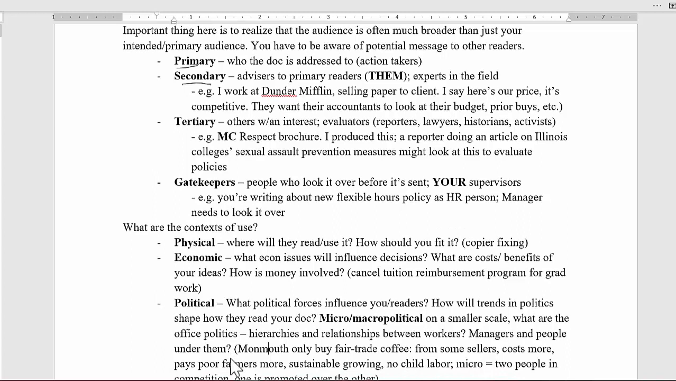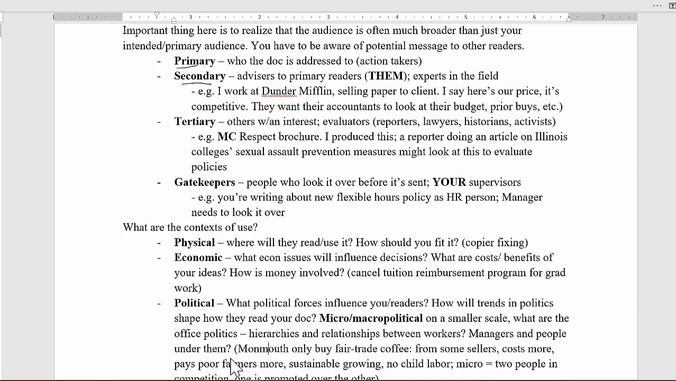There are also potentially tertiary readers. So these are other people who have interest in what you have written. They may be people who are reporters, lawyers, historians, activists, but they have some interest in the document even though you did not write the document for them to read. So, for example, Monmouth College has a respect brochure. I was on the group that put this together. That was actually written to address the students on campus.